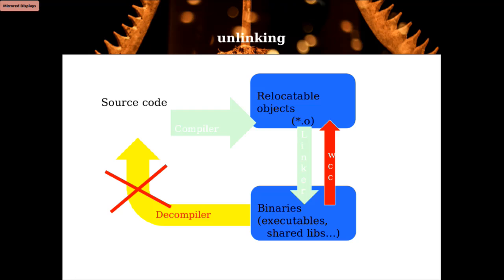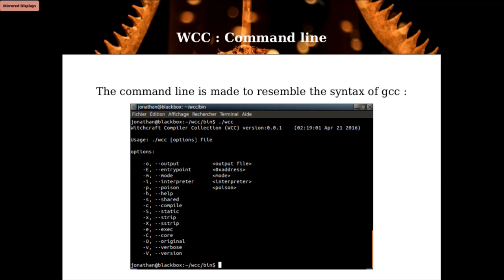So I call it a compiler, but it doesn't at all work like a compiler, right? It doesn't take source code as an input. The reason we call it this is the command line is very close to GCC. So to get the same output as GCC, you give it the binary as an input instead of source code. You give it pretty much the same arguments as you would with GCC, and magically you get the same output.